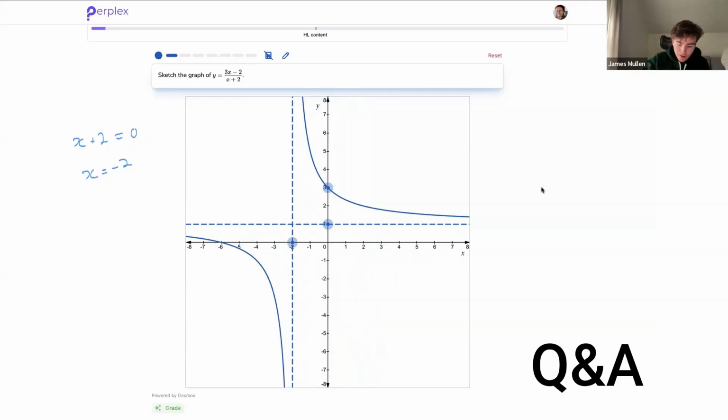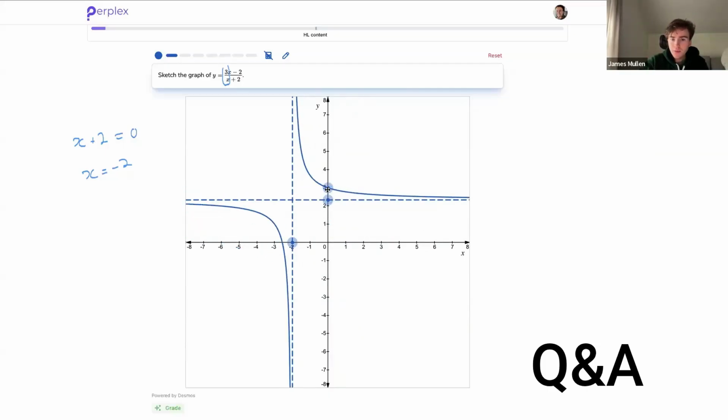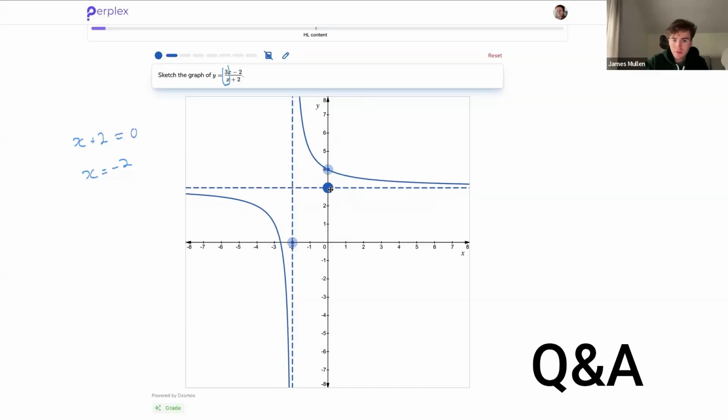I know that I have a horizontal asymptote. If I look at the leading coefficients, I have 3x divided by 1x. So I'm going to have a horizontal asymptote at 3. And I'm just going to move this out of the way, otherwise it's going to be confused.